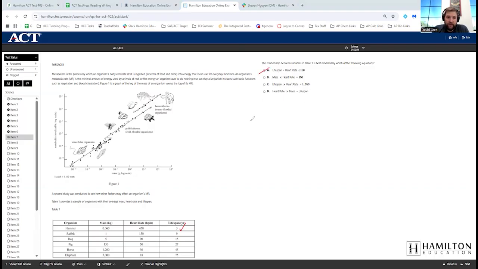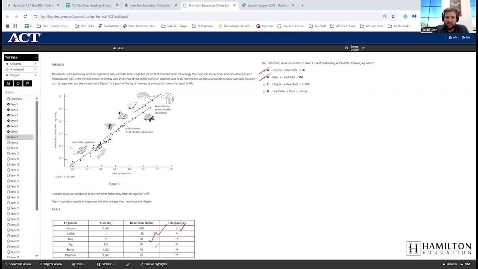Mass times heart rate is 150. 0.06 times 450. I don't know. That's hard math. 1 times 150 is good. 5 times 90. Nope, that's 450. So it's not B. All right, lifespan times heart rate is 1350.